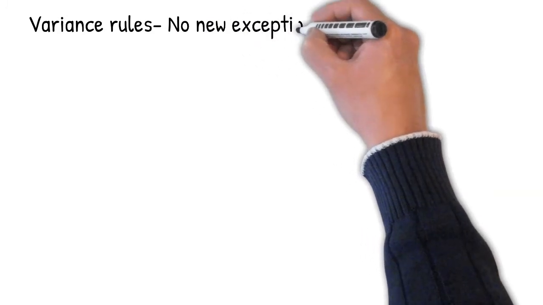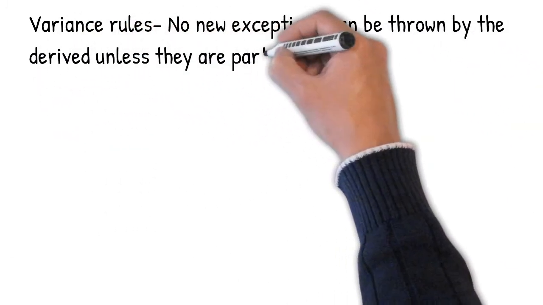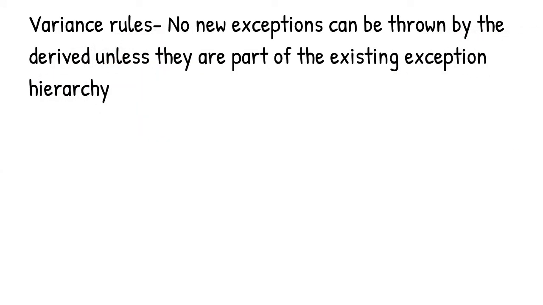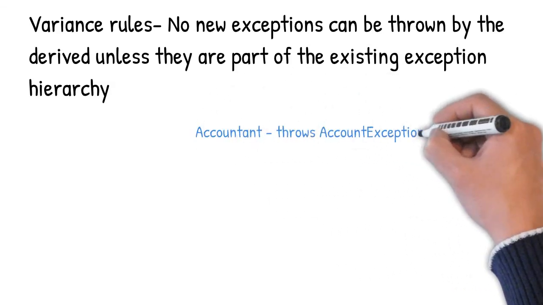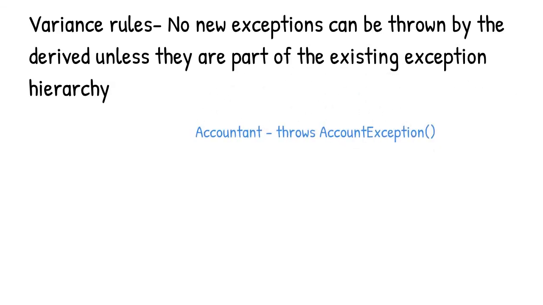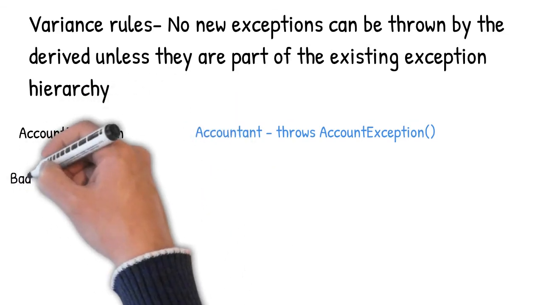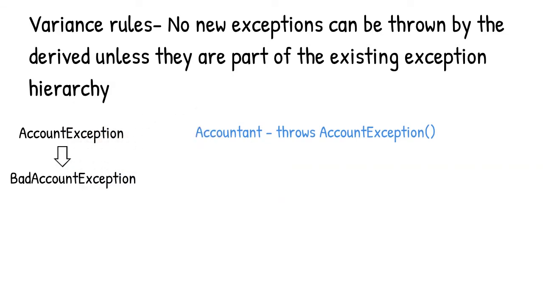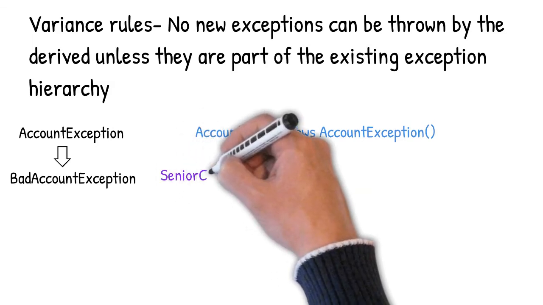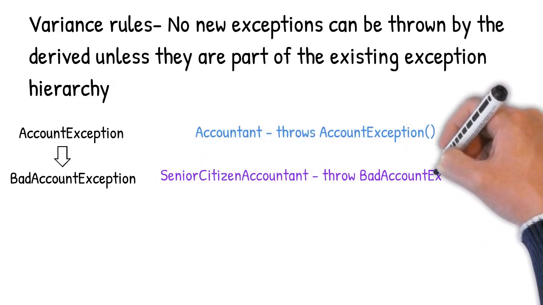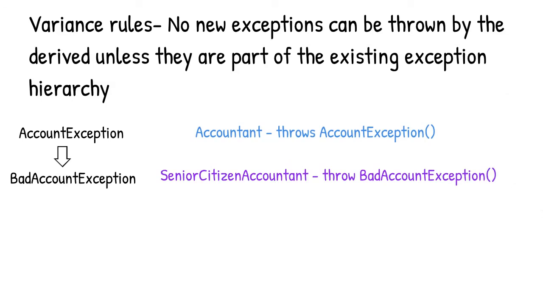And now the last, sixth rule, which indicates that no new exceptions can be thrown by the derived class unless they are part of the existing exception hierarchy. What that means is, say for example, in our case, accountant entity throws account exception in case of account payment failure. Let's say we have a hierarchy where account exception is the parent class and bad account exception is the derived class. Now as per the rule, senior citizen accountant can throw either account exception or bad account exception, because both of these exceptions will fulfill the contract.